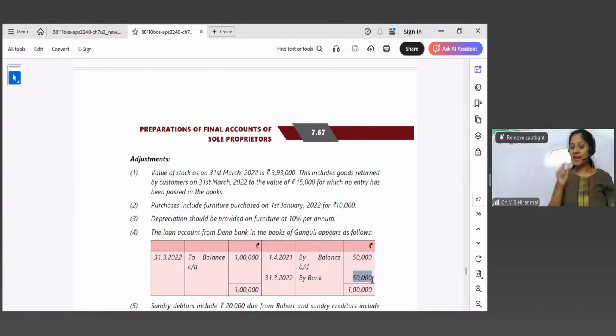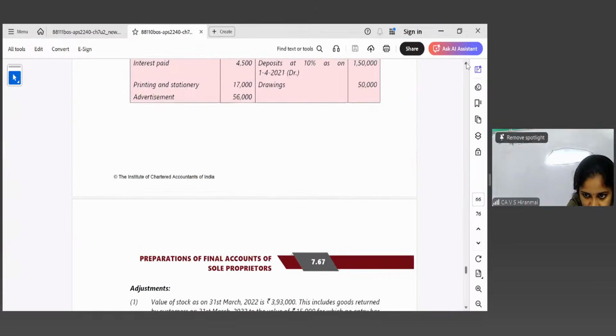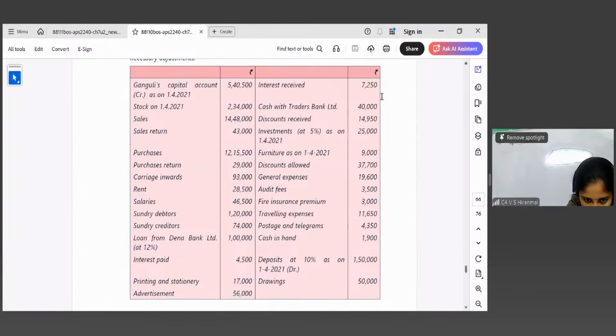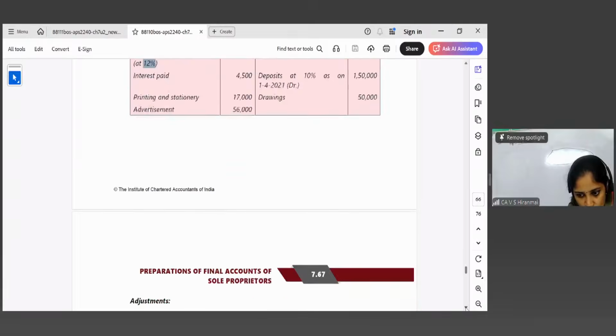So on that 50,000 on the closing date, don't compute the interest, because when you take it on the closing date, not even for one day, we consider at the end of the day. So we are not even going to take that particular value for consideration. So it will be 50,000 into 12 percentage you will calculate. So 6,000 rupees will be the actual interest on the loan taken.